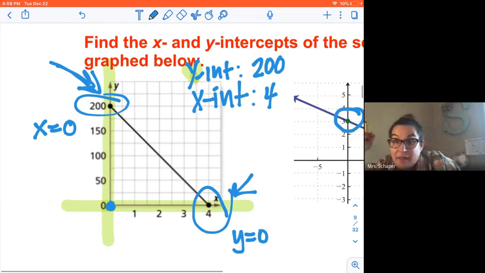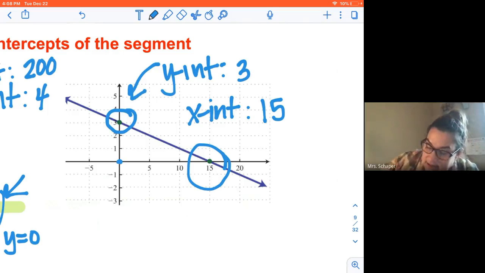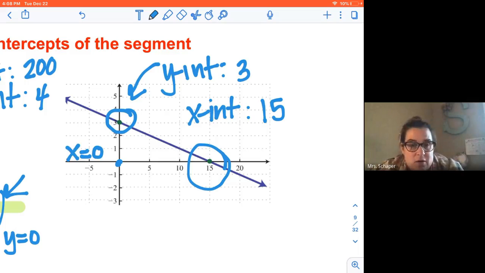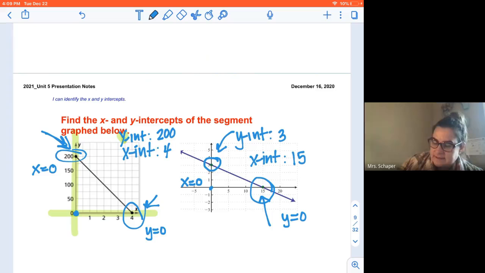Let's see what happens on the other graph. All right. So when I'm looking at my other graph, where I cross the y-axis, that's where x is 0. So x equals 0. And on the x-intercept, it's where y equals 0. So we want to keep that in the back of our mind. When we're finding the x-intercept, it's when y is 0. When we're finding the y-intercept, that's when x is 0. Let's take a look at a couple more graphs, okay?